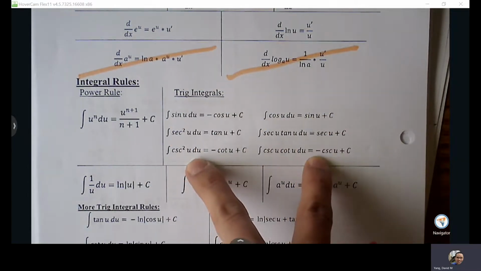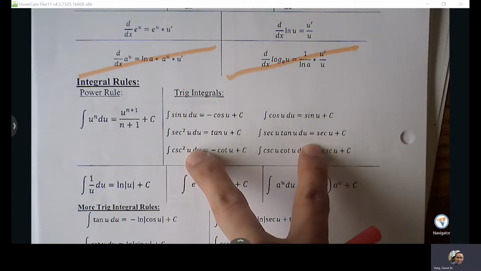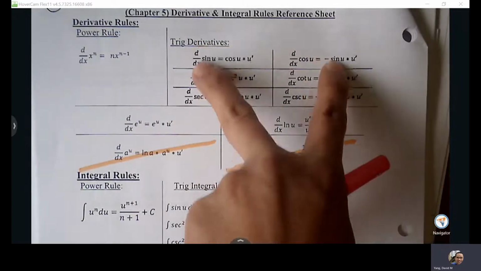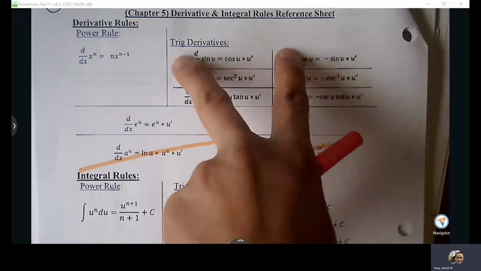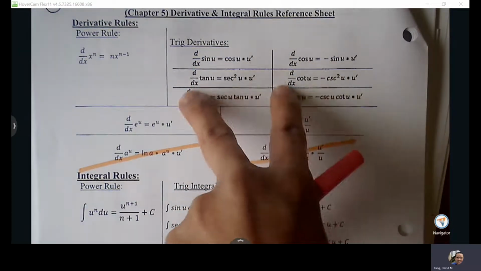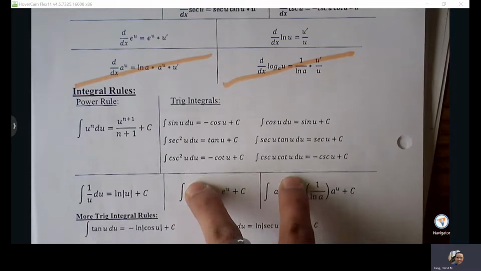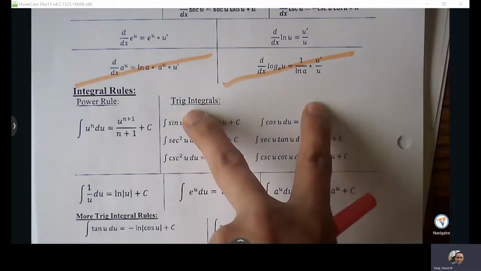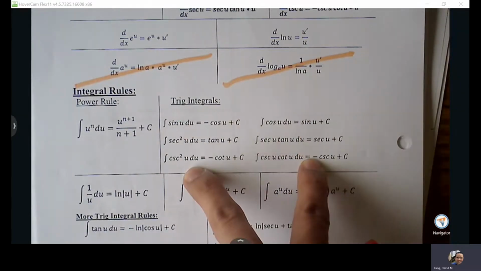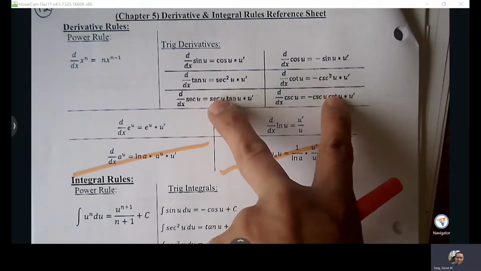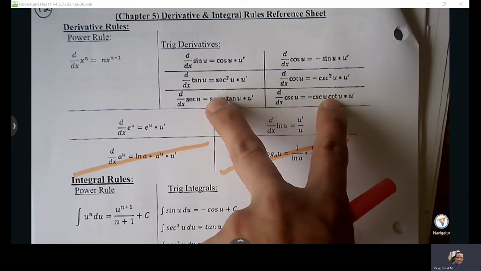Okay. I hope that you guys aren't spending the time to memorize these, right? Because I don't have these memorized. I know my trig derivatives, and I'm just reading my derivatives backwards to get to my integral rules. So I don't want you guys to feel like you have to memorize a whole new set of rules when they're already staring back at you from the trig derivatives.